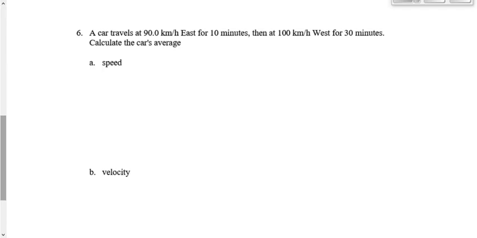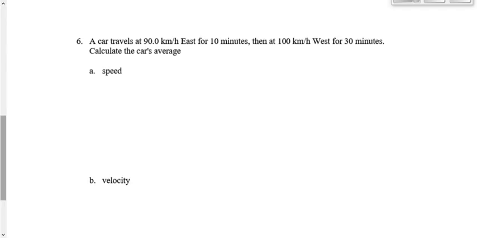What's the average speed? What's the average velocity? Here's what people want to do. Just like in question number 5, people want to say, oh, 90 plus 100 divided by 2. But that's wrong. You can't do that.